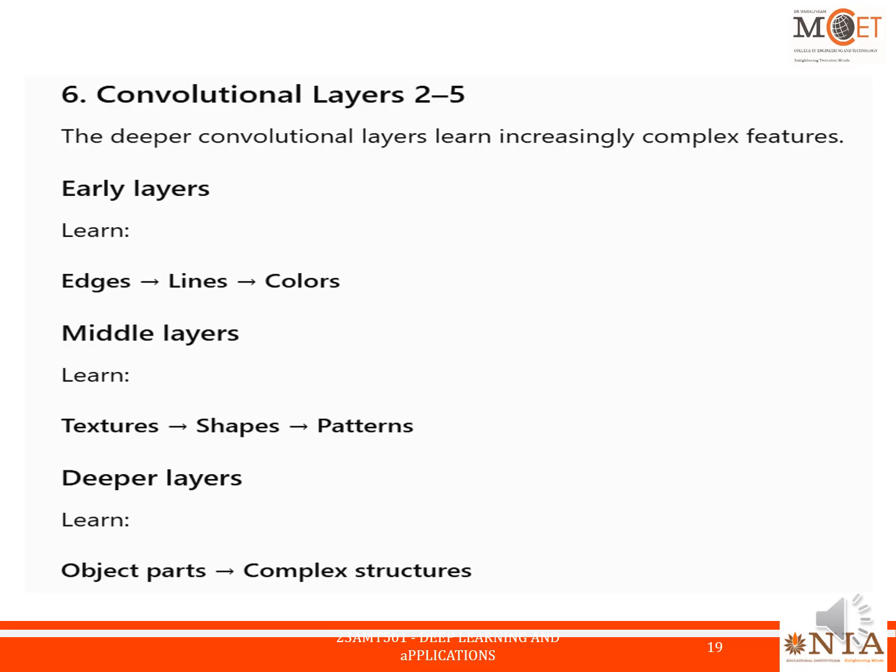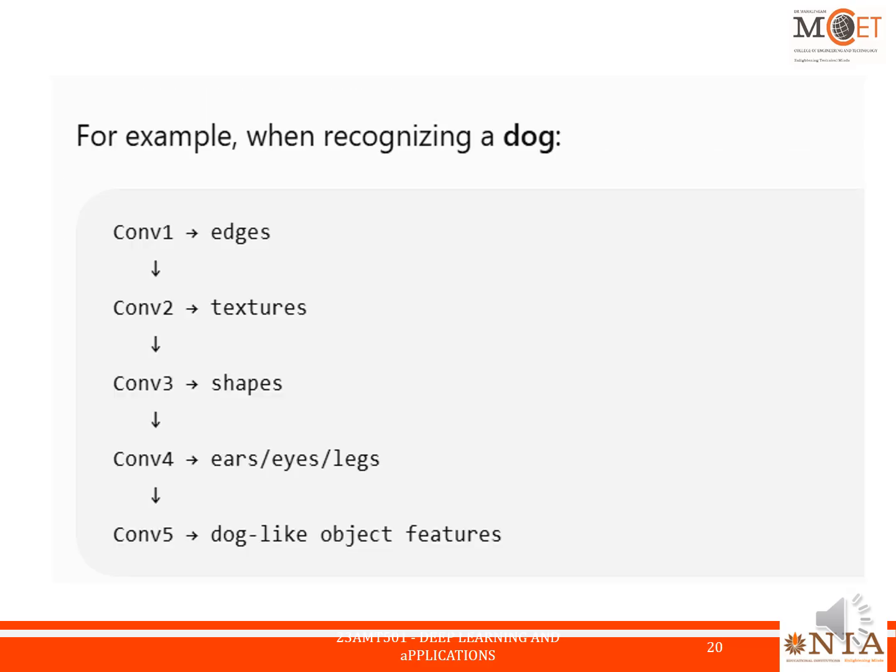In convolution layers 2 to 5, the deeper convolution layers learn increasingly complex features. Early layers take edges, lines and colors. Middle layers take textures, shapes and patterns. Deeper layers take object parts and complex structures. For example, convolution 1 takes edges, convolution 2 will take textures, convolution 3 will take the shapes of the particular image, convolution 4 will take the ears, eyes, legs, something like that, and convolution 5 will take dog-like object features.